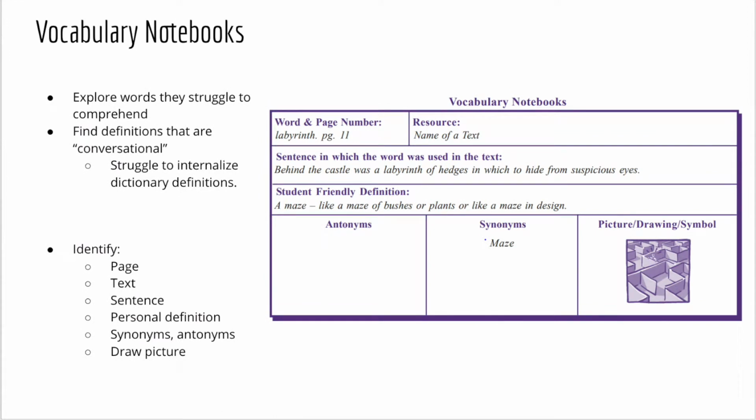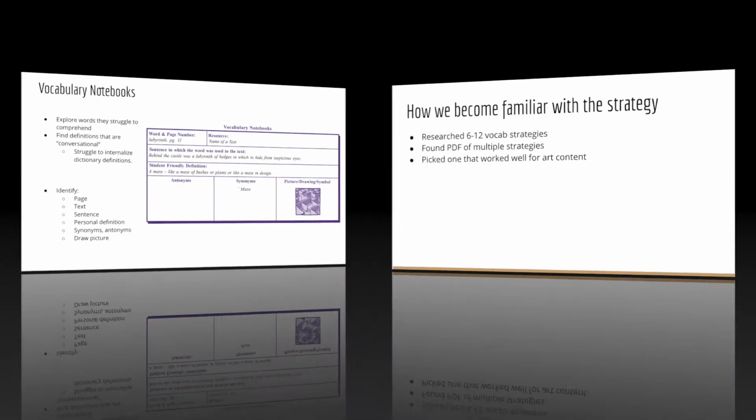It asks the students to identify the vocabulary word, the text it is from, and the page number if applicable. Then students write the sentence the word comes from to provide context. After this, the student will write the definition in their own words, preferably. For better comprehension, the student will write synonyms, antonyms, and then draw a picture to represent the vocab word.